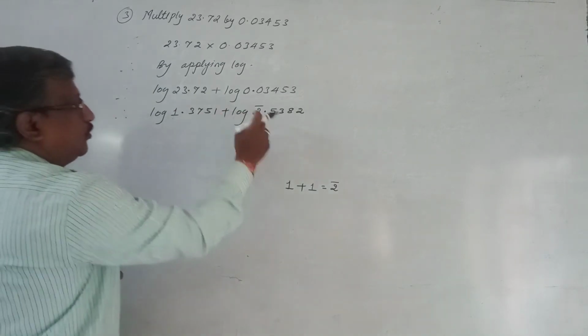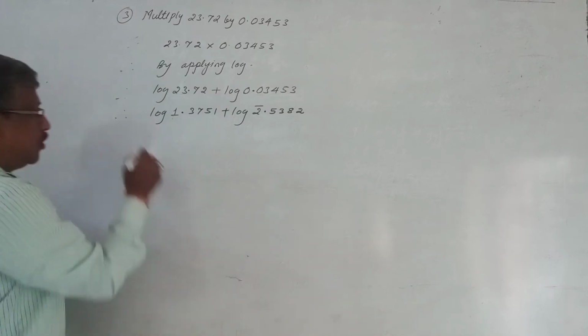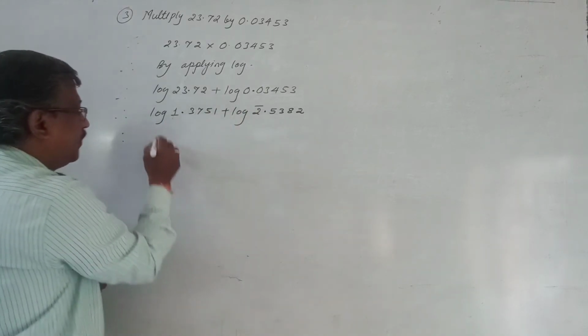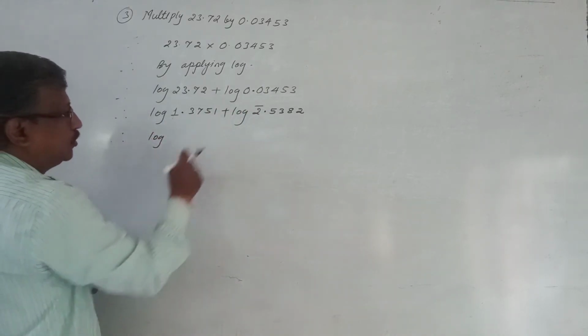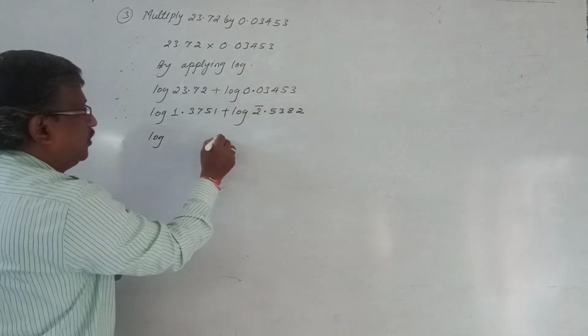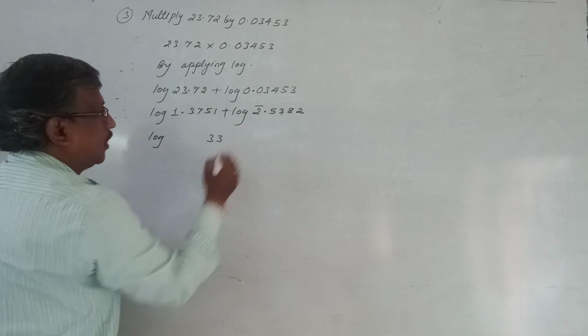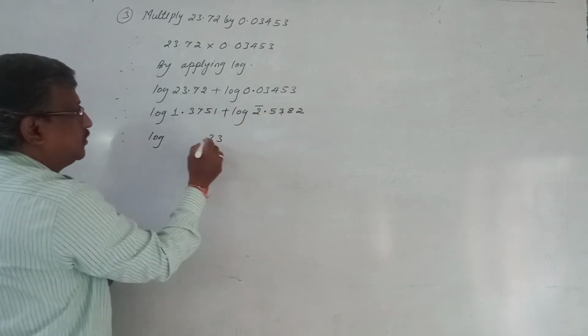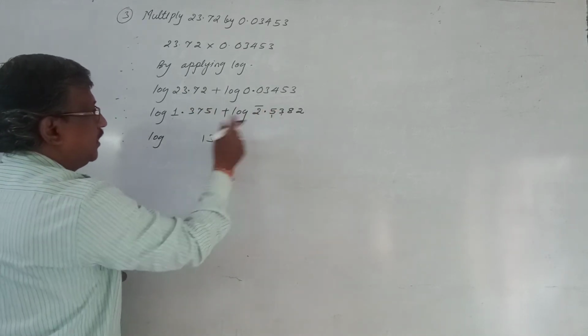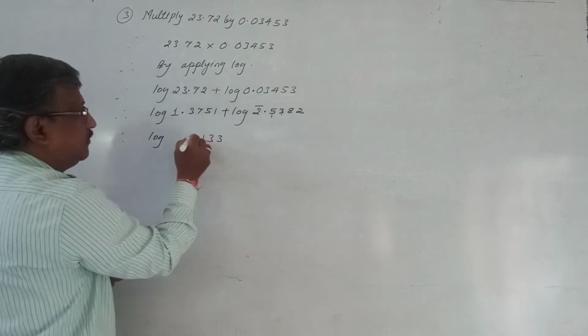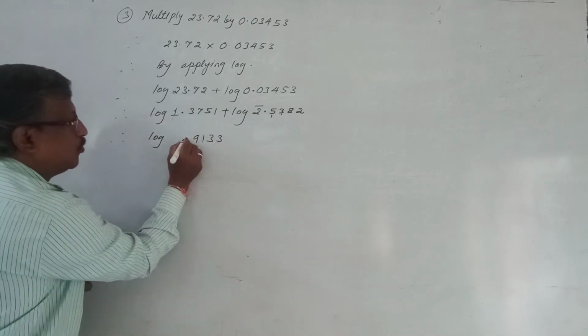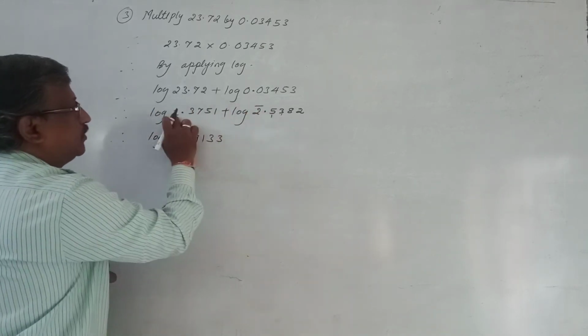So this is how you have to find the logs, and after finding the logs, we have to add these two logs. So 1 plus 2 is 3, 5 plus 3 is 8, 13 with carry 1. Then 7 plus 4 is 11, carry 1. So 3 plus 6 plus carry, you will get 9. Place a decimal point, and these two characteristics you have to add.